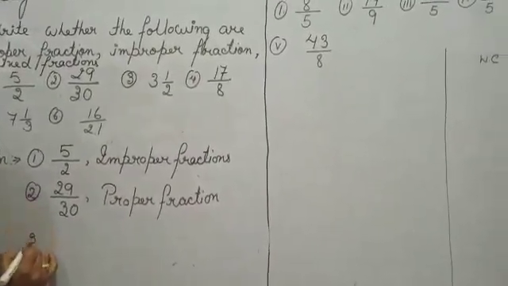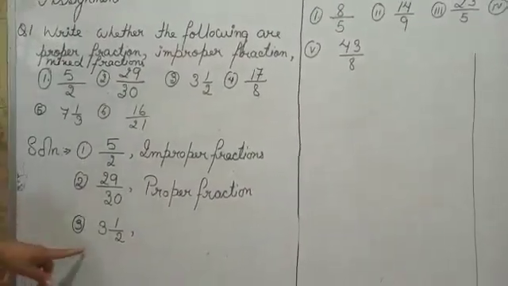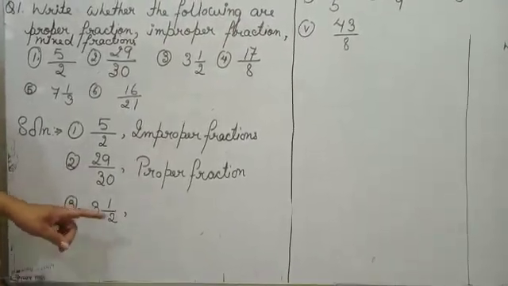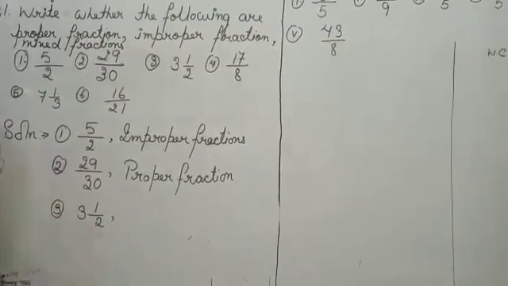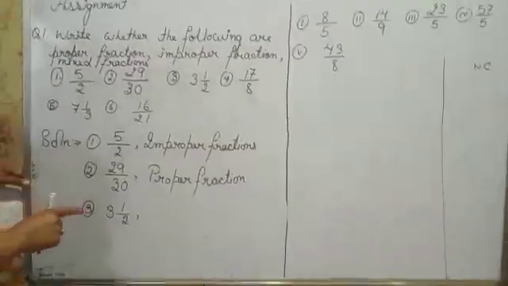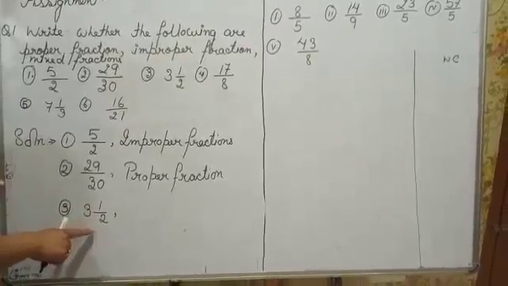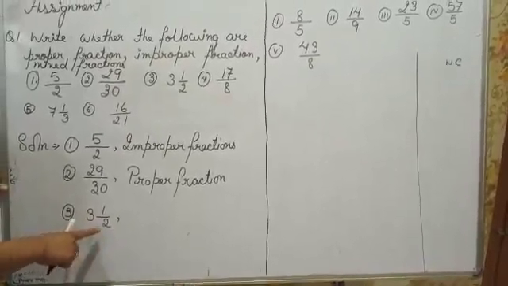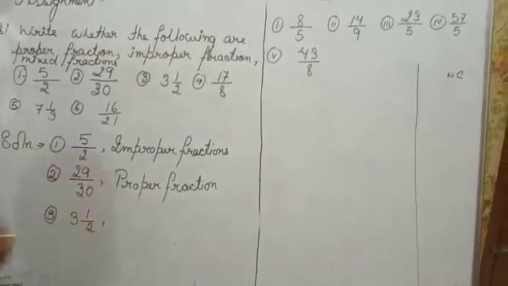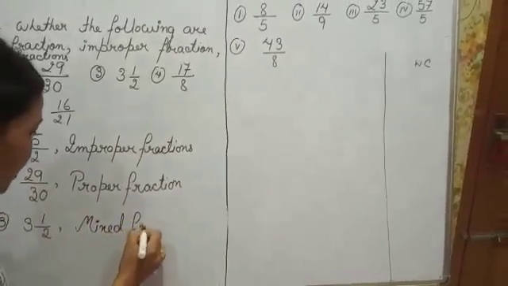Then Roman number 3, whole number 1 by 2. Here the given fraction is in the form of a mixed fraction. Why? Because it has a whole part and a proper fraction. As we have discussed in the definitions, an improper fraction can be written in the form of a mixed fraction, which consists of a whole part and a proper fraction. So Roman number 3, whole number 1 by 2, is a mixed fraction.